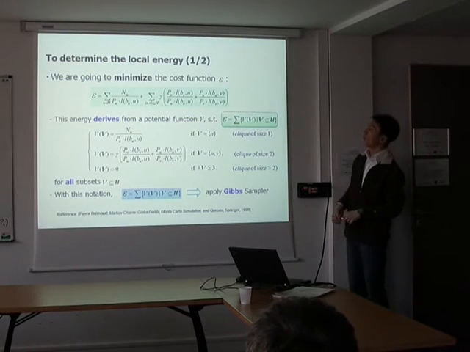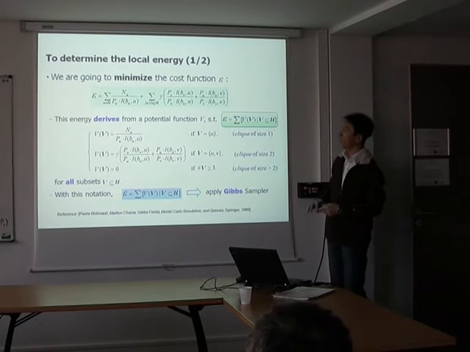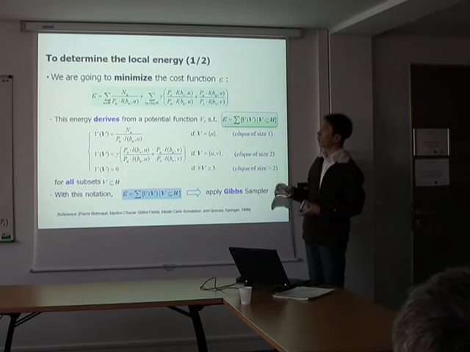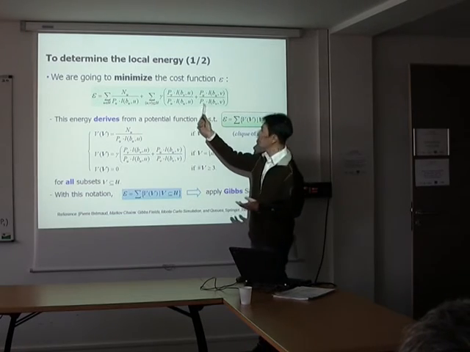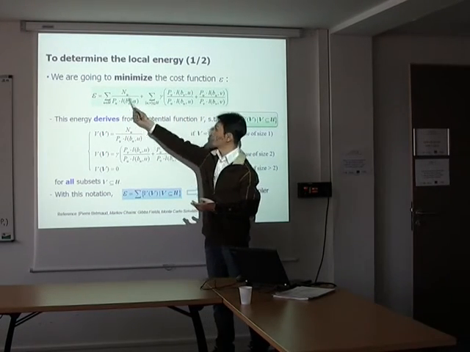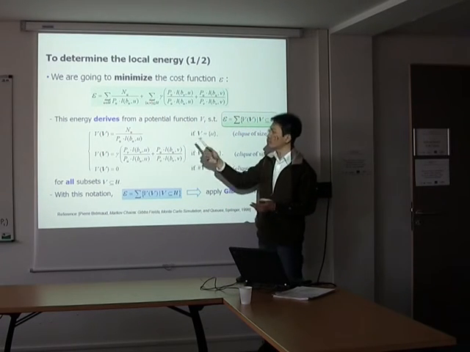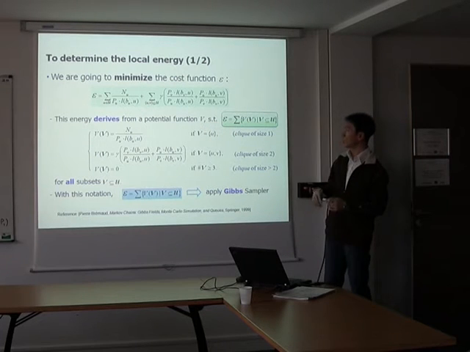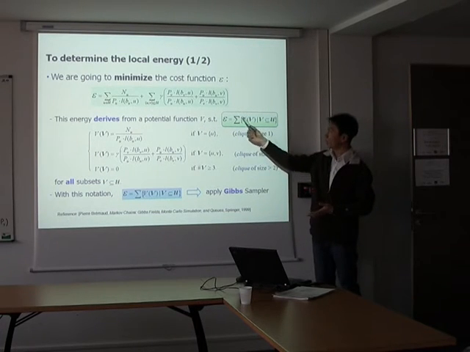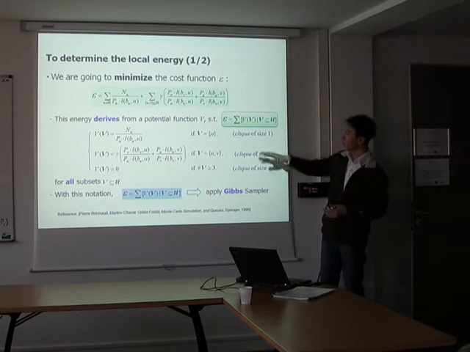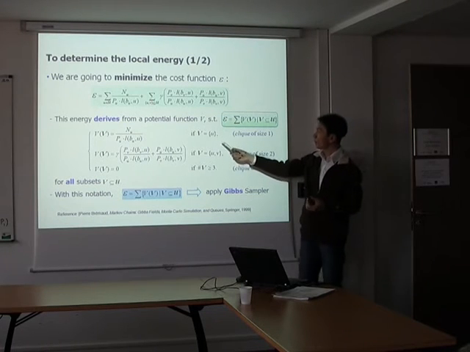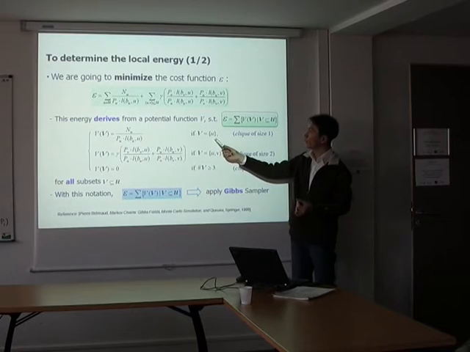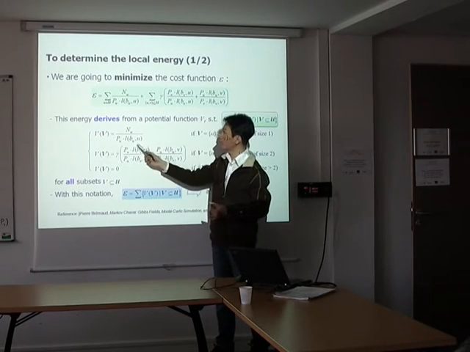I will go into this a little bit, but not all the details. This slide is going to explain the local energy and the details, how to derive it and how to check it. So recall that we are going to minimize this global energy. And we see that this global energy is derived from a potential function, which, if you sum over all these potential functions, you will get the global energy. And this potential function has the following expression. If you consider in this potential function only one element, U, then the potential function is this element, which comes from here.